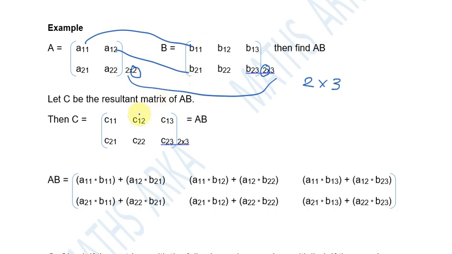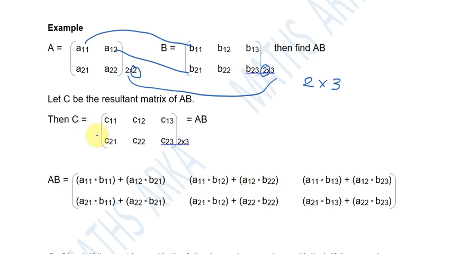If you need to find the second element, the first row second column element of the resultant matrix, then the multiplication would be done with the first row and the second column. So A11 would be multiplied with B12, and the second element with the second element, that is A12 into B22, and these two should be added: A11 B12 plus A12 B22.